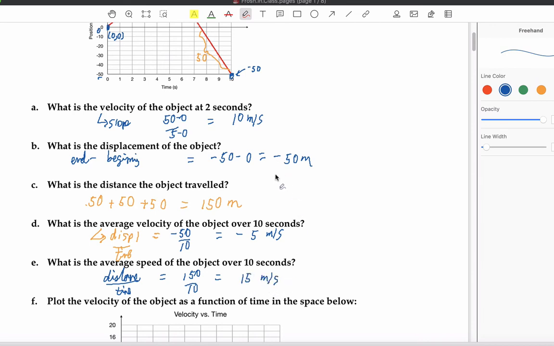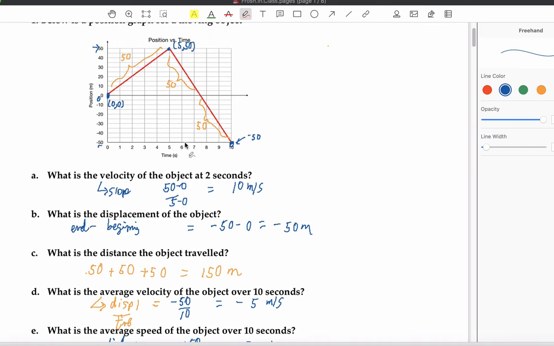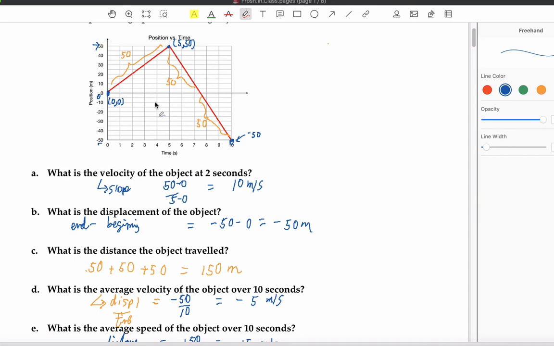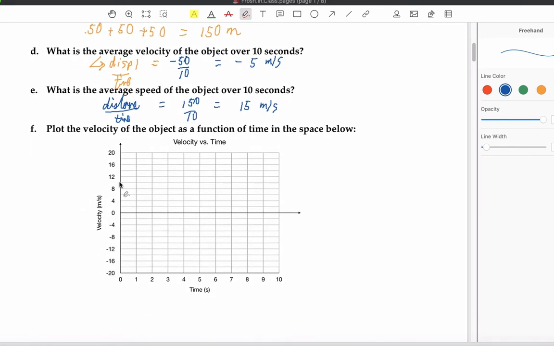Now, if we plot the velocity as a function of time in the space below, we already got that from 0 to 5 seconds, our velocity is 10 meters per second. So we can plot that right here. And you know what, just to be clear, I think I'm just going to do it like this. So there we go. I like that better.